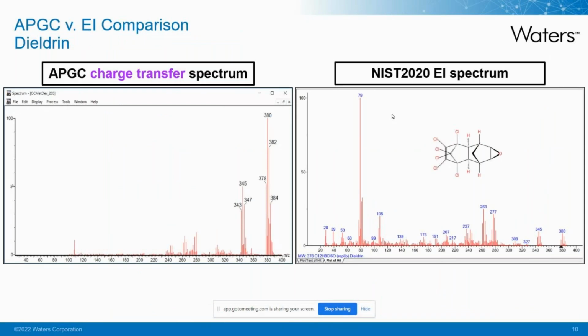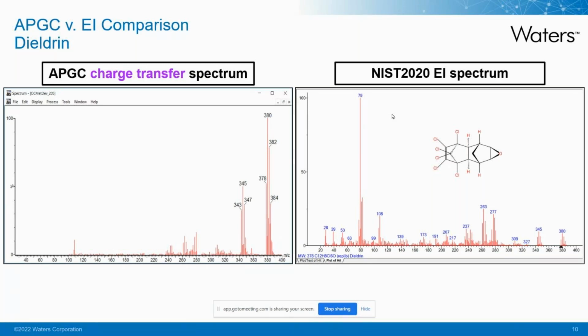So now let's take one of the pesticides. This data was just generated last week. We have a charge transfer spectrum of dieldrin versus the EI NIST spectrum. The stark contrast is that in EI, most of the ion current is in that 79, a low mass peak of low specificity.